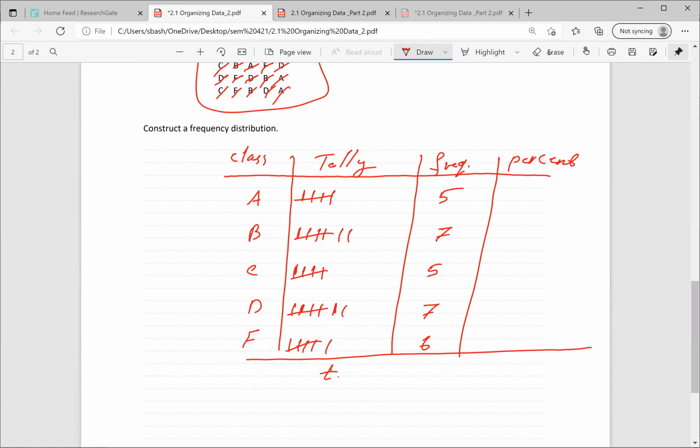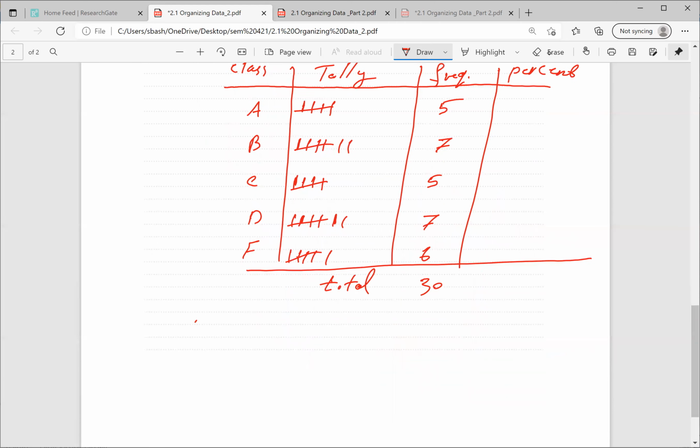Now the total, check: I will have 12, 17, 24, 30. This is matching the number of the students. I have 30 students, which means that I must have 30 scores. Now let's find the percent. The percent is the frequency divided by n, the total number, where n is equal to 30. For A, I have 5 divided by 30 multiplied by 100.